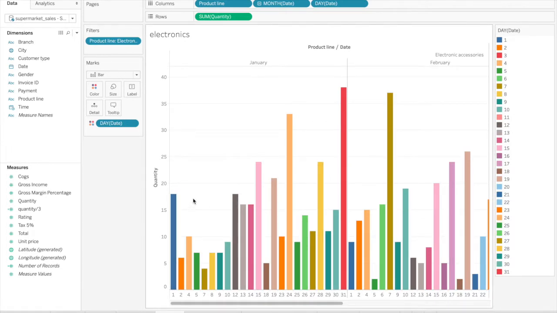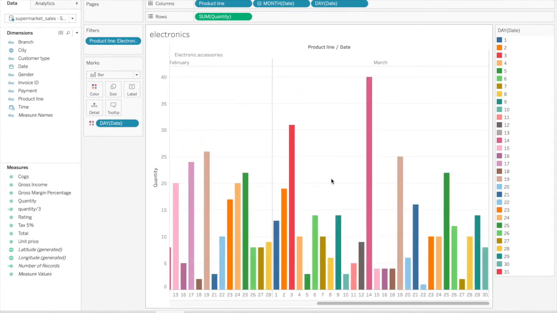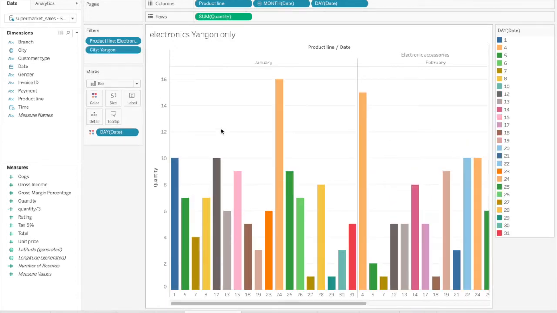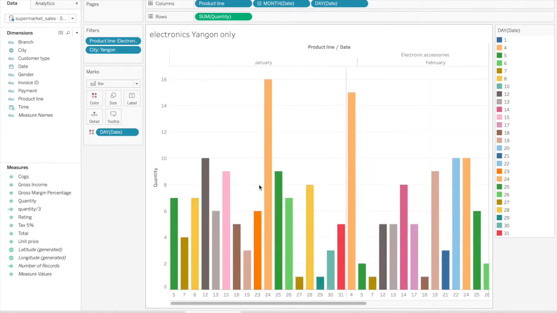Alright, this one shows electronics that have been sold in the month of February, all three combined. I was seeing if there is some sort of pattern or anything like that. I couldn't find any pattern, so I just narrowed it down to the Yangon City supermarket only. In the month of January, as you can see, there's no pattern. If the beginning of the month were slow and gradually it got busier, that's not the case. It's all over the place. Some days are really busy, some days are really slow.